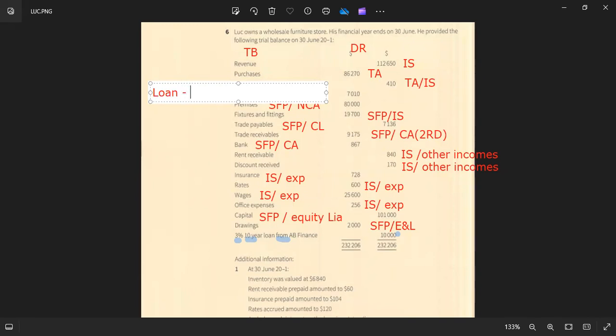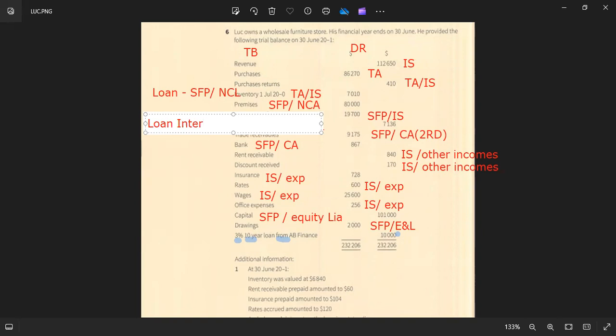Loan is an SFP item, under non-current liability. Then we've also got loan interest. So please take note, these items you should not confuse them. There's loan interest. Remember that for loan interest, they give you the percentage there. So interest is the 3%.